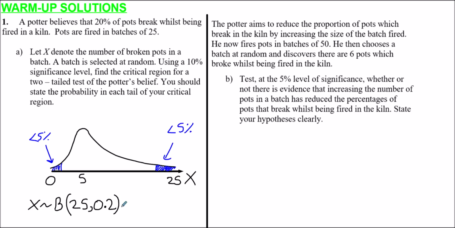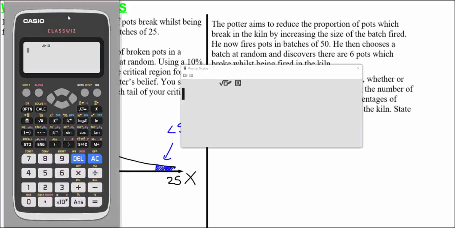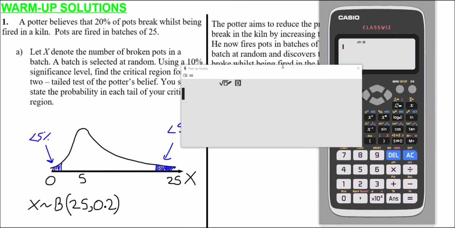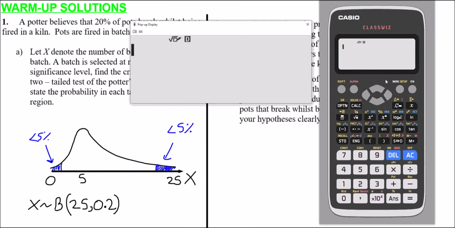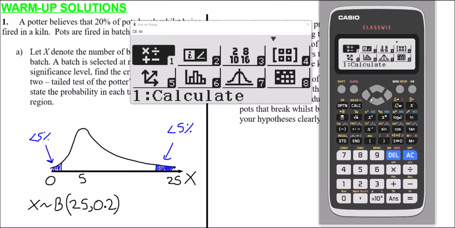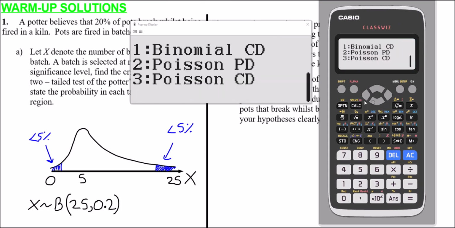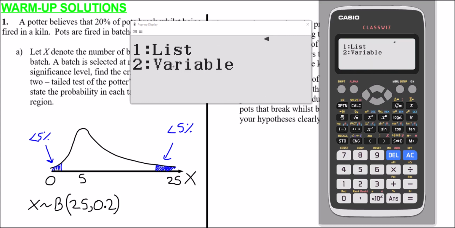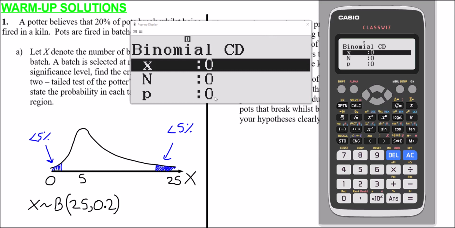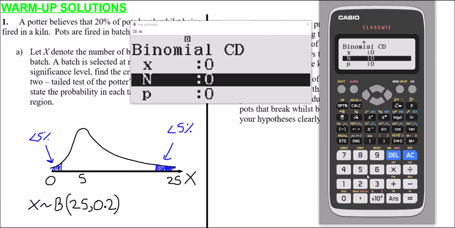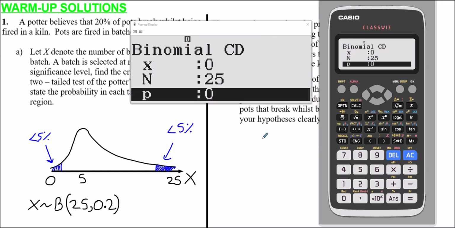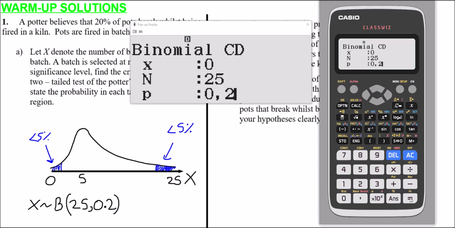So the way we do this is we get our calculators, for ClassWiz like so, and we go into the binomial mode. So we press menu, we press option 7 for distribution. Now we want binomial CD, so we press down to get to binomial CD, and we press 2 for variable. So n is our number of pots, which is 25. Probability of any one pot breaking, or proportion of broken pots, we assume to be 0.2.